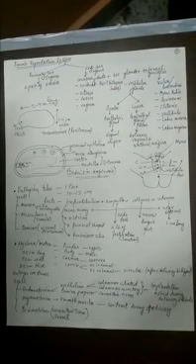Now the primary sex organs are a pair of ovaries. Why are ovaries called primary sex organs? The reason is the ovaries release the female gamete, that is the ova, and second, the ovaries release the female sex hormones, that is the progesterone and the estrogen.